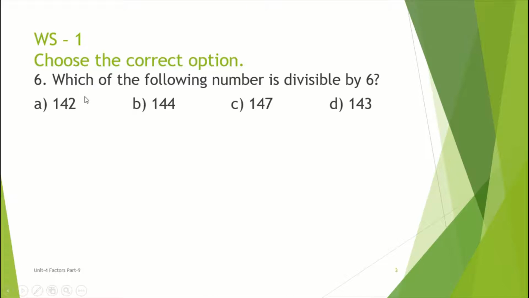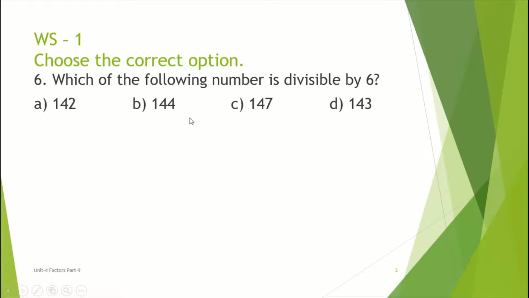Okay, and if the sum is divisible by 3, then that whole number will be divisible by 3. So here we have 1 plus 4 plus 2. So 1 plus 4 is 5 and 5 plus 2 is 7. Okay, and we know that 7 is not divisible by 3. So we will not consider this option.